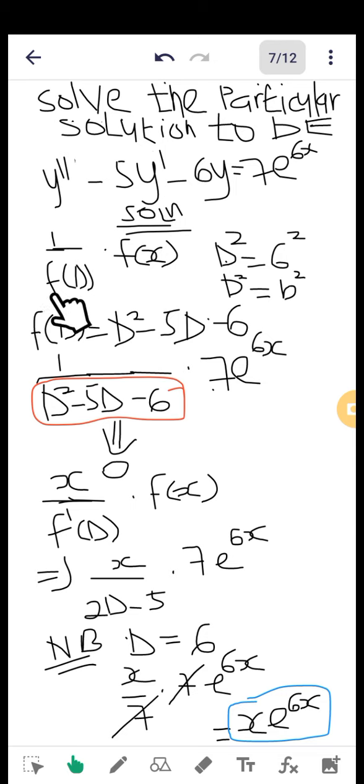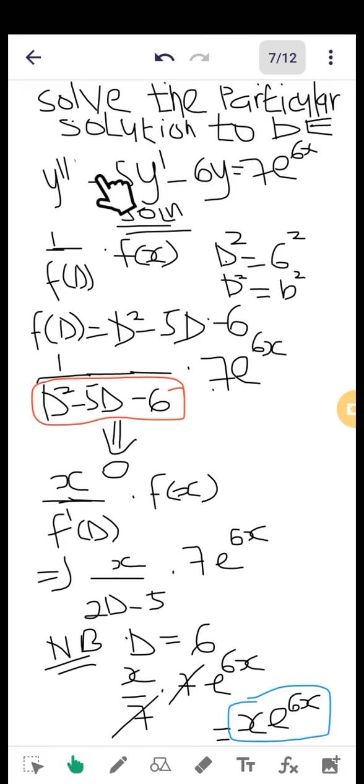We find the inverse of f of d, then we multiply it by f of x. So here our f of x is this. Anytime you hear f of x, I'm talking about 7e exponent 6x. My f of d, upon making a substitution here, will be d squared. You know that d is a derivative. So this y prime prime is the same thing as d squared minus 5d minus 6 is equal to 7e exponent 6x.